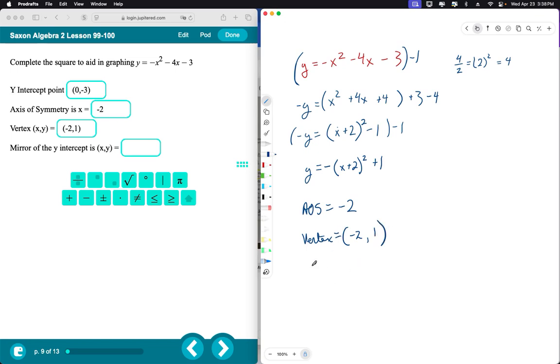And then our mirror of y, I'm just going to call that MOY from this point on because my handwriting is awful. The mirror of y is going to be 2 times this for the x value. So 2 times that's going to be negative 4, negative 3. And that should all be right now.